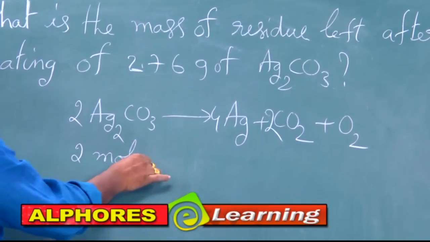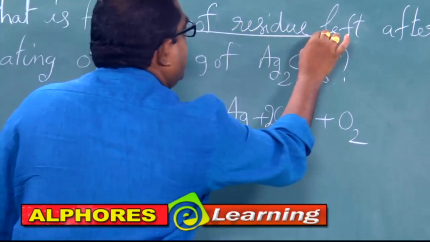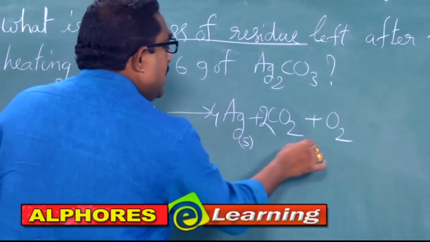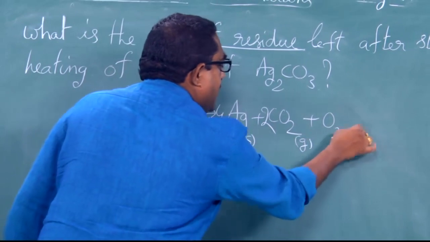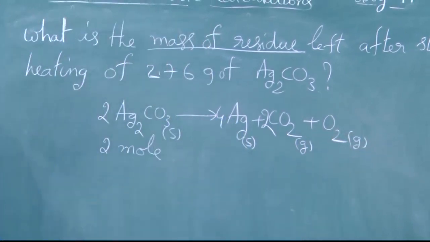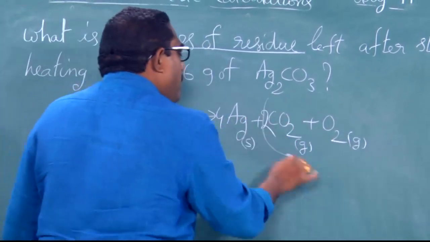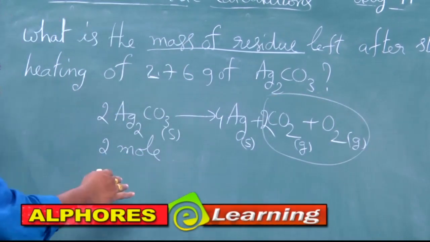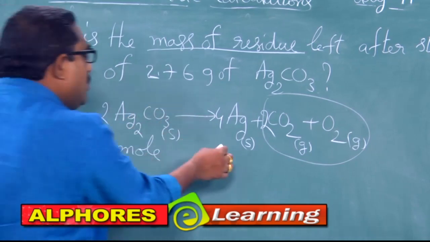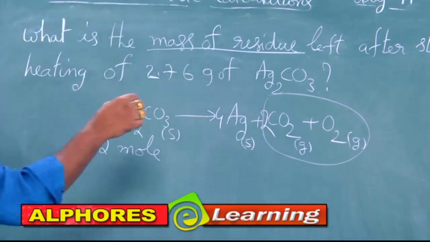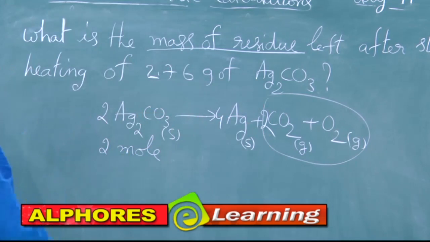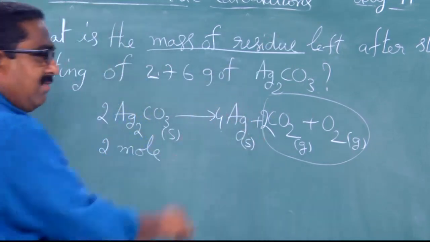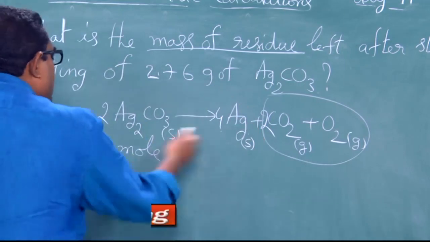Here data is linked with mass of residue. This is solid silver metal, solid; carbon dioxide gas, oxygen gas. On heating, gases will escape out. Residue means usually the solid that is obtained in that particular reaction, that is the mass of residue. Here it is nothing but the mass of silver obtained. So, only write down these 2.